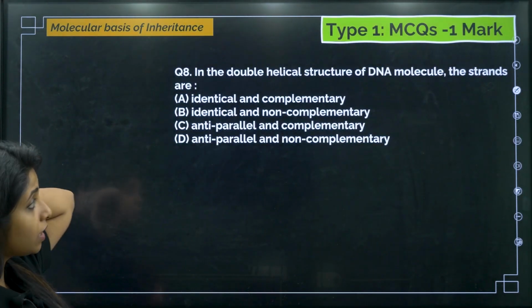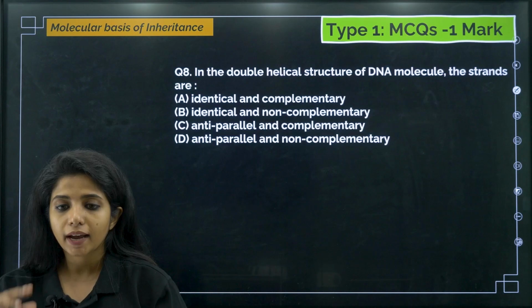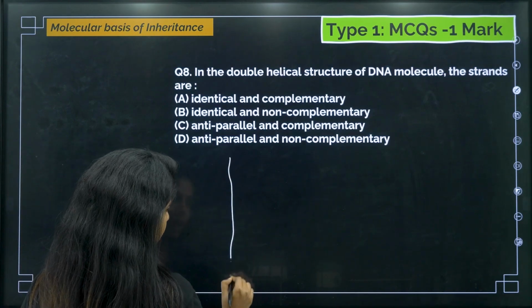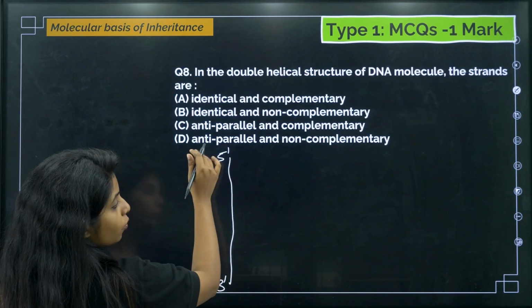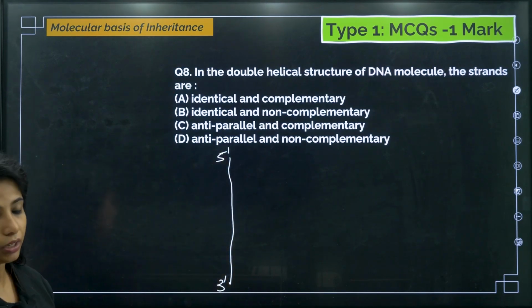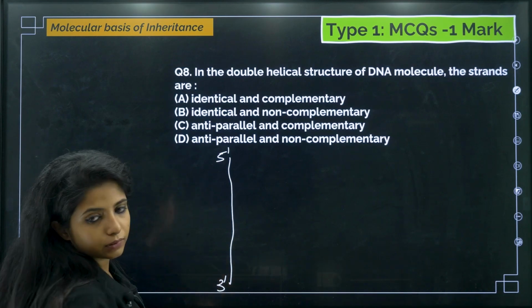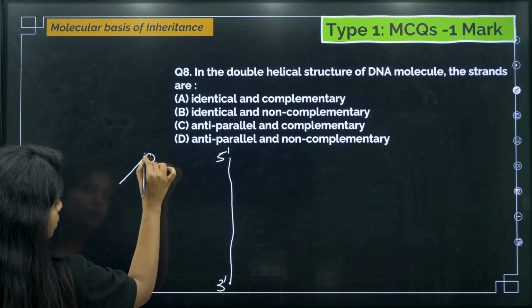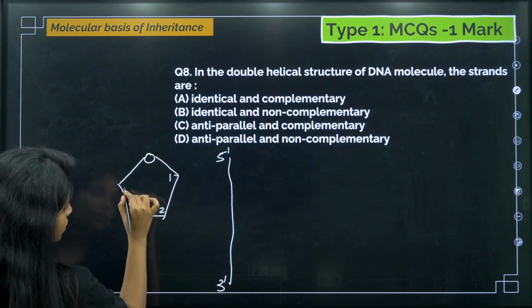Next question. In the double helical structure of DNA molecule, the strands are... I told you how 5' end is formed and how 3' end is formed. When there is no one to bind with the phosphate, you say 5' end is free, and when there is no one to bond with the OH of 3', you say this is free. So I will show you once more. So this is the sugar. What is this sugar, my dear children? Can you tell me in the comments? What is this sugar?